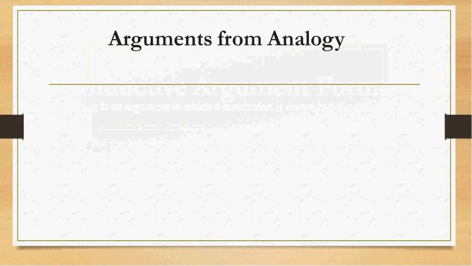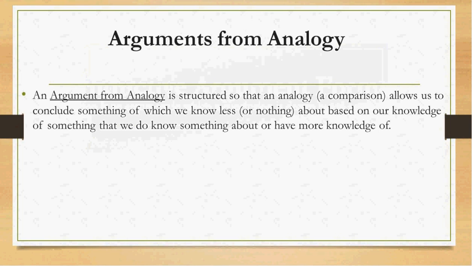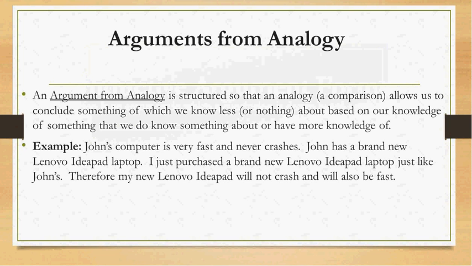Our next argument is arguments from analogy. An argument from analogy is structured so that an analogy, which is just a comparison, allows us to conclude something of which we know less or maybe even nothing about based on our knowledge of something that we do know something about or at least have more knowledge of. Here's an example. John's computer is very fast and never crashes. John has a brand new Lenovo IdeaPad laptop. I just purchased a brand new Lenovo IdeaPad laptop just like John's. Therefore, my new Lenovo IdeaPad will not crash and will also be fast.